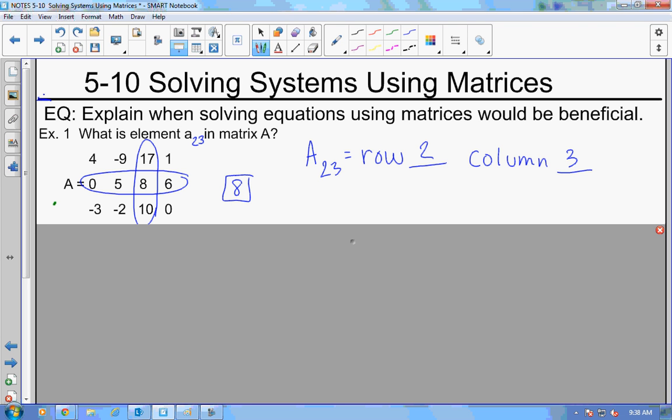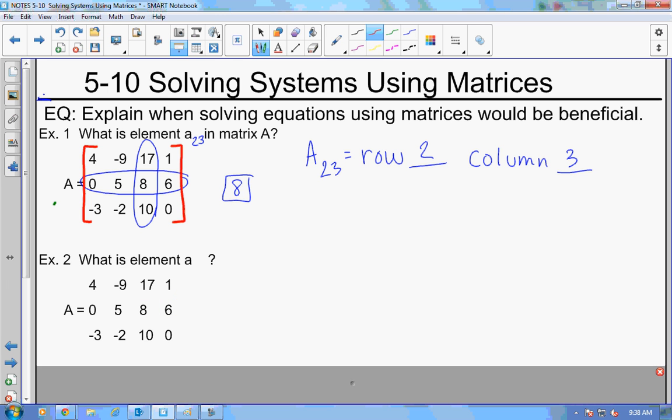And because I was typing this, I couldn't do the bracket. If you would insert brackets around that, that's how we write matrices. Example 2 is the same matrix. I retyped it. You don't have to rewrite it if you don't want to, because it's the same, but different question.